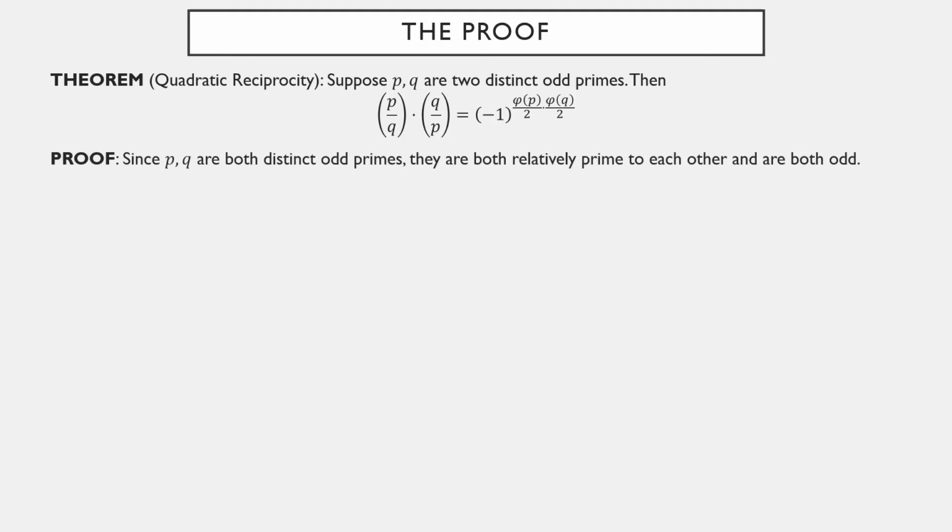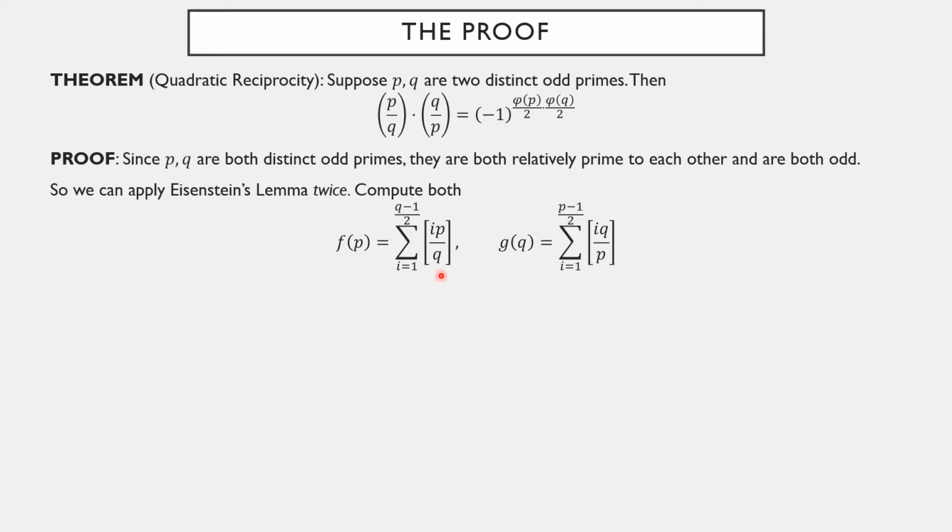Now, P and Q are both distinct odd primes, so they're definitely both relatively prime to each other, and they are both odd, which means we can apply Eisenstein's lemma twice. First, in computing this Legendre symbol, Q is an odd prime, P is an odd integer relatively prime to it. On the other hand, P is an odd prime and Q is an odd integer relatively prime to it. So if I apply Eisenstein's lemma twice, one of them is going to look the same as it did in the previous video. In the other, all of the P's and Q's get switched. So f of P is computed like this, but g of Q is computed like this. All of the P's and Q's get switched.